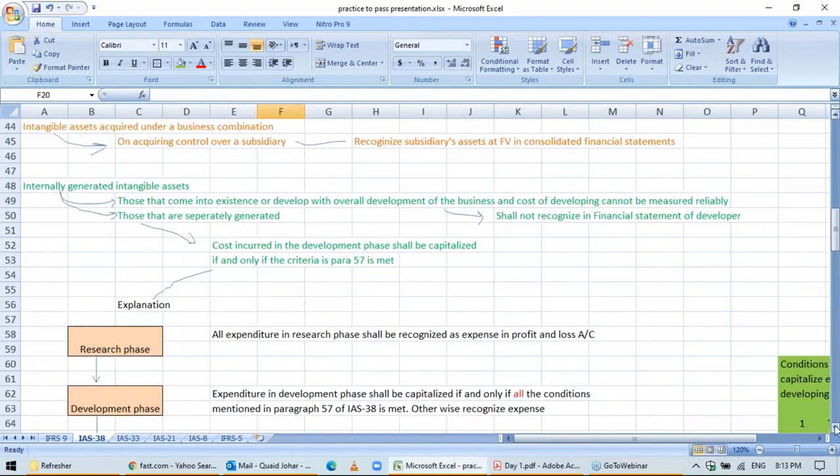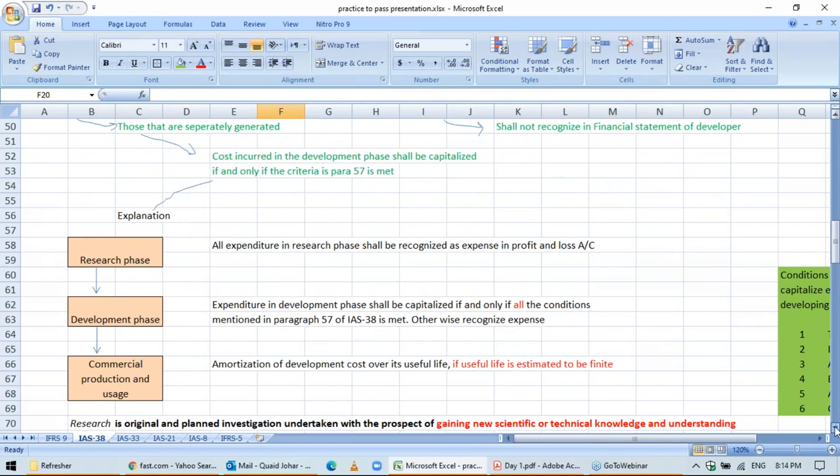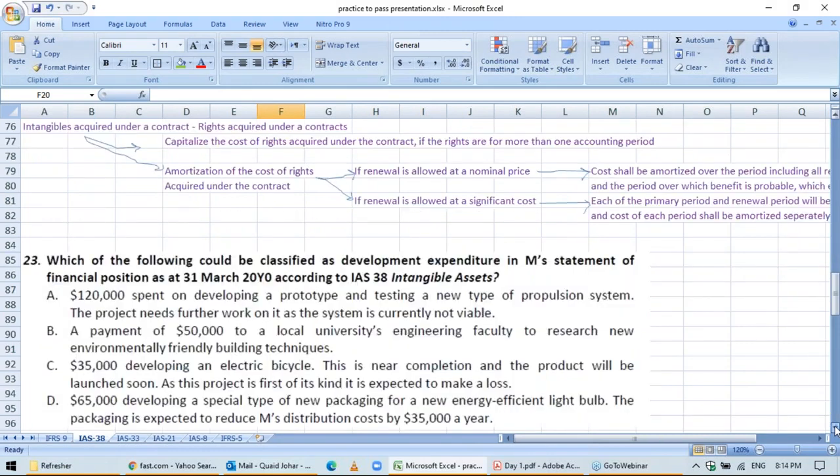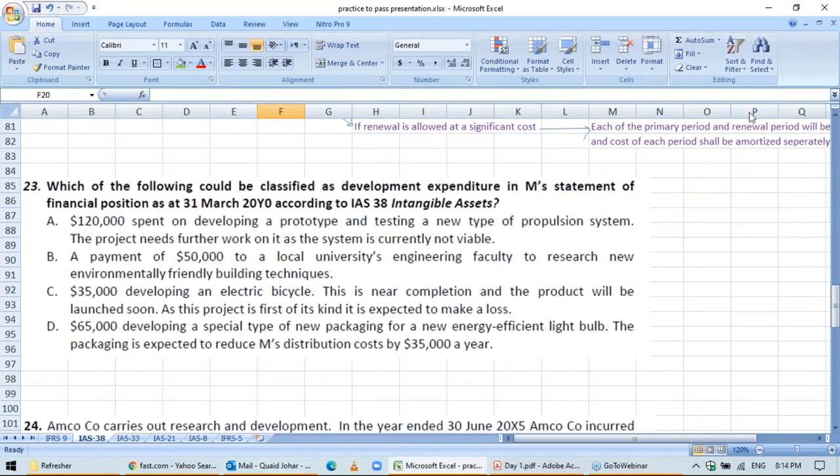Students, let's move on to the next question. Question number 23. This is our next question. So please read the question, students. You have 2 minutes to decide the answer.